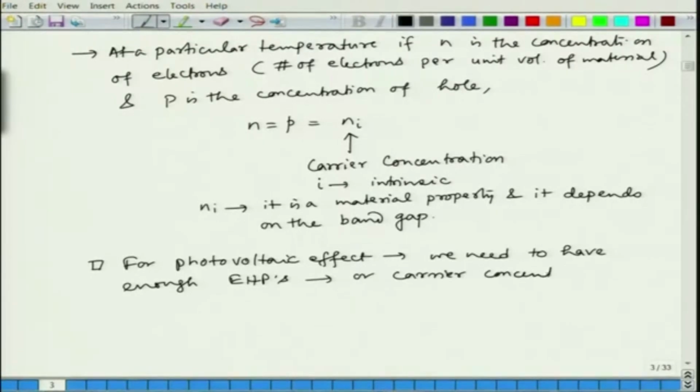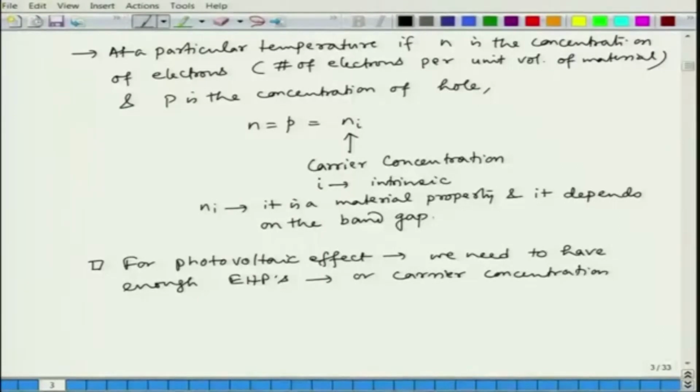If it is too low, it is of no use. So, we need a minimum critical level above which we can use it effectively. Now, a particular material may not have that intrinsic carrier concentration, right.